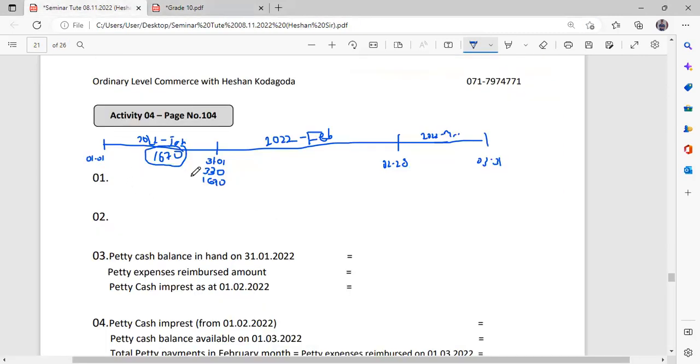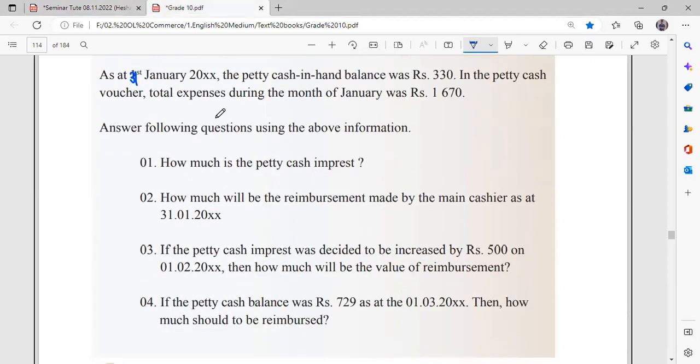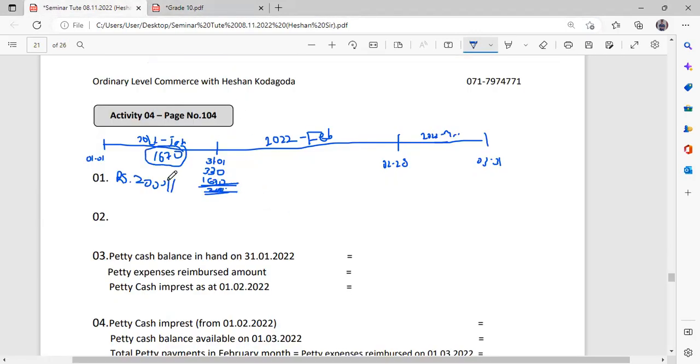This 1,670 plus 330 means rupees 2,000. This is the answer for the first one. 1,670 plus 330, which means 2,000. Okay, balance available on 31st January, and the total expenses during the month 1,670, altogether 2,000. This is the petty cash imprest, right? So how much is the petty cash imprest? Now you know about this, right?